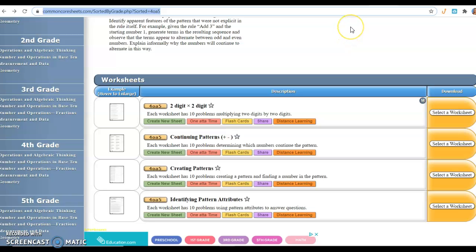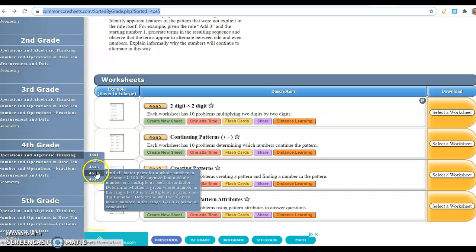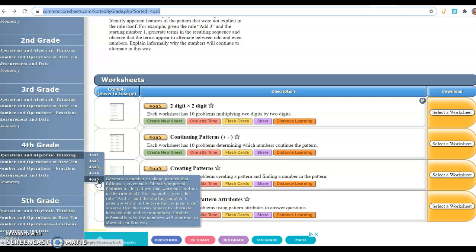this Common Core score sheets. I know that sometimes we don't like the word Common Core, but this is a great way to sort and be able to find resources. So right here it's listed by the side by grade level. And if I go down to fourth grade, I know that generate and analyze patterns is in operations and algebraic thinking. So if I highlight over this and go down to 408.5, it talks about that. Generate a number or shape pattern that follows a given rule. Okay, so that's what it's talking about for fourth grade.